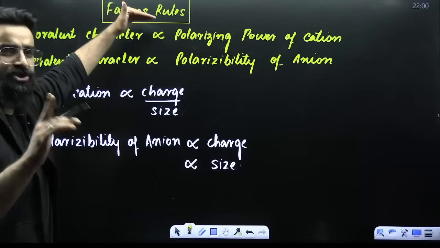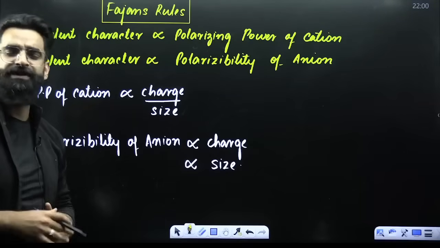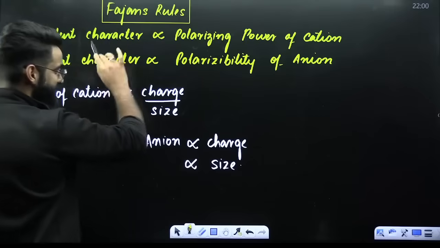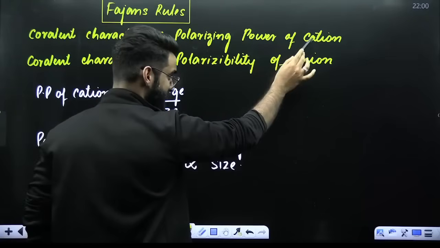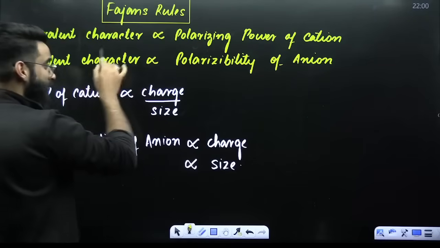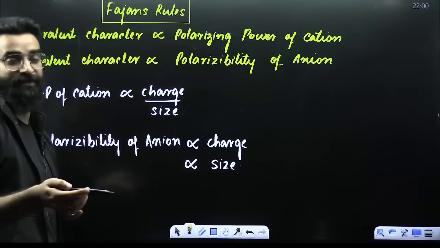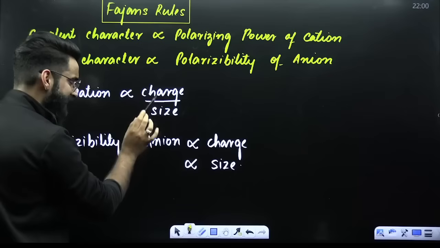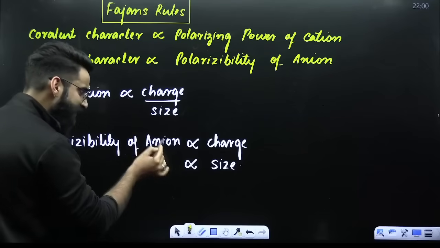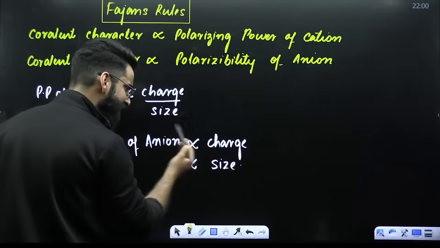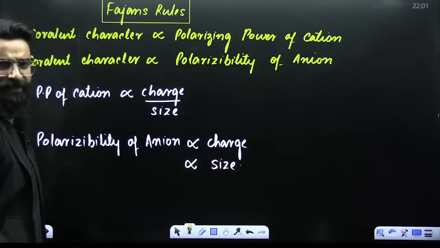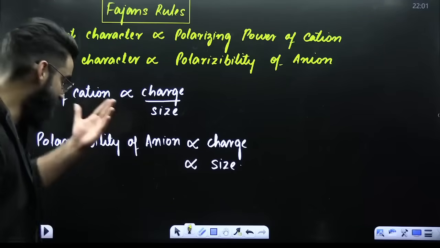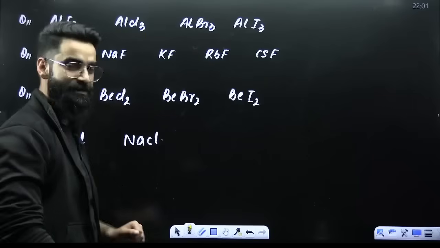My dear students, there is a short question asked every year from Fajan's rules. As per Fajan's rules, covalent character is directly proportional to the polarizing power of the cation, and also directly proportional to the polarizability of the anion. Polarizing power of the cation depends on two factors: charge on the cation and size of the cation. Polarizability of the anion depends on the charge on the anion and is also directly proportional to the size of the anion. These are the factors you need to know, and you can easily solve questions based on Fajan's rules. Have a look at exactly what I'm saying.